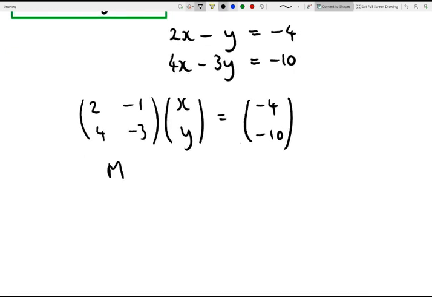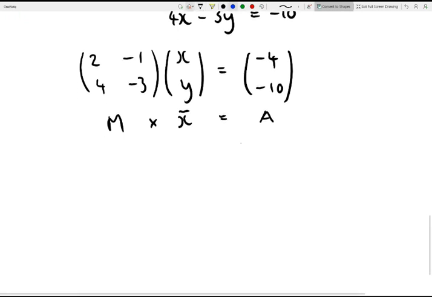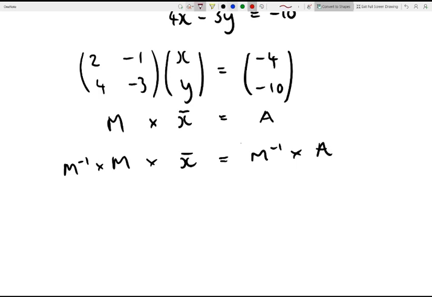Now if we call this matrix M, and we call this x bar for our solution, and we call this 2 by 1 capital A, then if we were to calculate M inverse and multiply the left-hand side and the right-hand side by M inverse, we would have M inverse times M times x bar equals M inverse times A. Then we know that M inverse times M is just the identity, so that x bar is just M inverse times A. So to solve this, we just need to calculate M inverse and multiply it by the 2 by 1 matrix A.